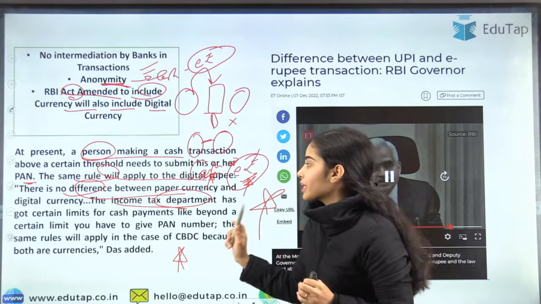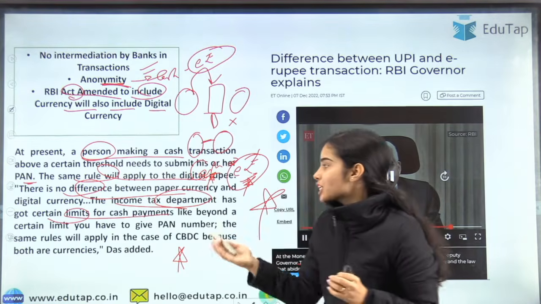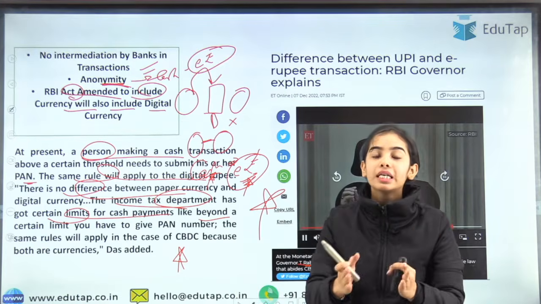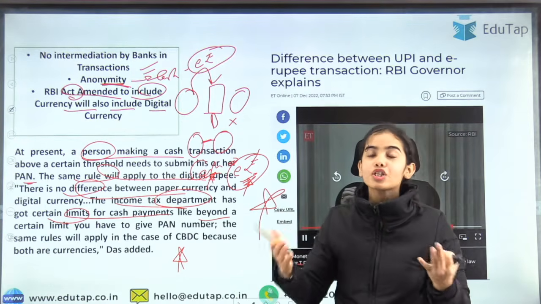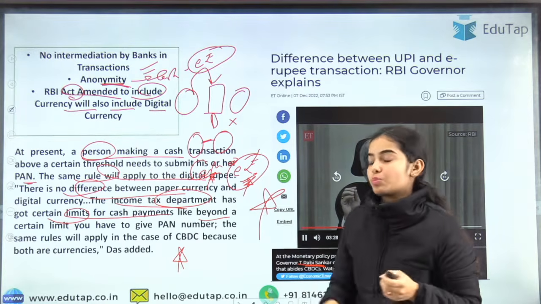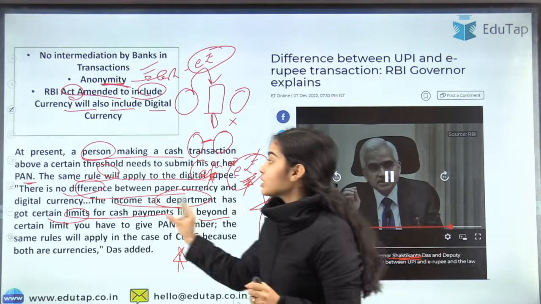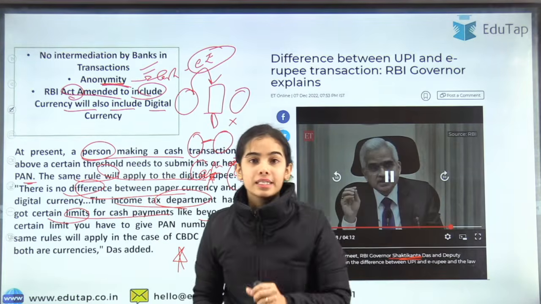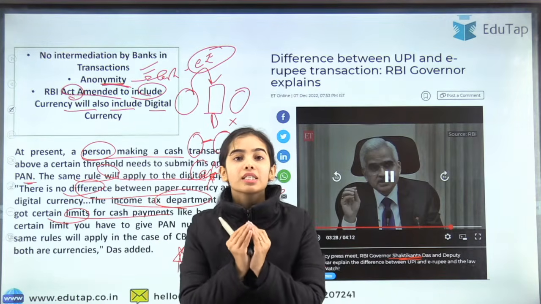The Income Tax Department has got certain limits for cash payments, like beyond a certain limit the PAN card has to be provided. Similarly, in the digital rupee it is the same as cash. So above a certain limit there will be no anonymity, the PAN card has to be provided. Remember these words very clearly. There is no difference between paper currency and digital currency. Okay, so this is what the RBI's governor has said.